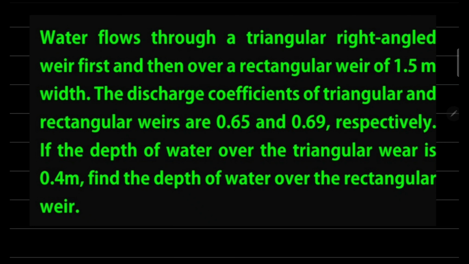If the discharge is first passing through the triangular weir and then passing over the rectangular weir, we can take a similar problem. So let's go for the other problem, which says that water flows through a triangular right angle weir first and then over a rectangular weir of 1.5 meter width. The discharge coefficients of the triangular and rectangular weirs are 0.65 and 0.69 respectively. If the depth of water over the triangular weir is 0.4 meter, find the depth of water over the rectangular weir. So let's start the solution.